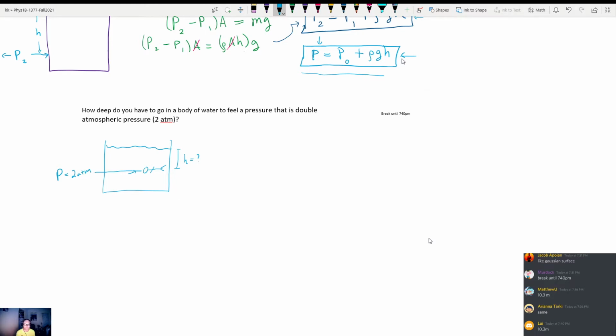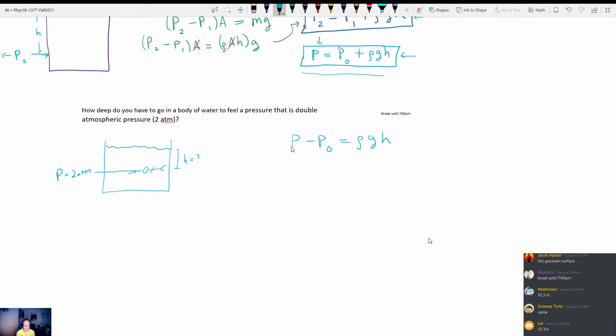Now, to do that, we're going to use this equation right here. Let's rearrange it like this: P minus P naught is equal to rho g h. By the way, what's on the left-hand side here is often referred to as gauge pressure. You're going to have a problem or two where they talk about gauge pressure. All gauge pressure means is you take the pressure minus the atmospheric pressure. So the gauge pressure here would be 1 atmosphere. It's just P minus P naught.